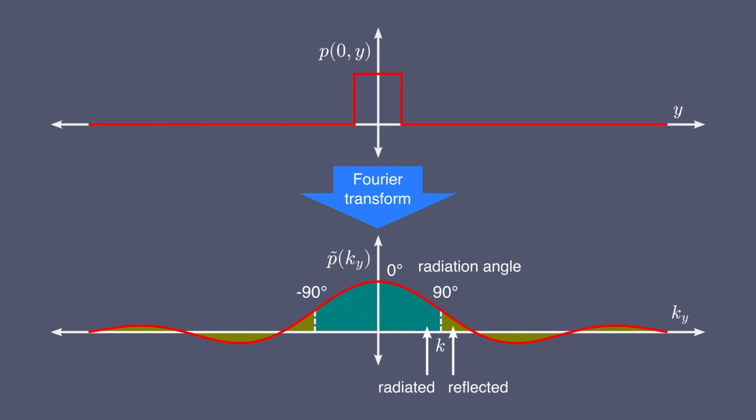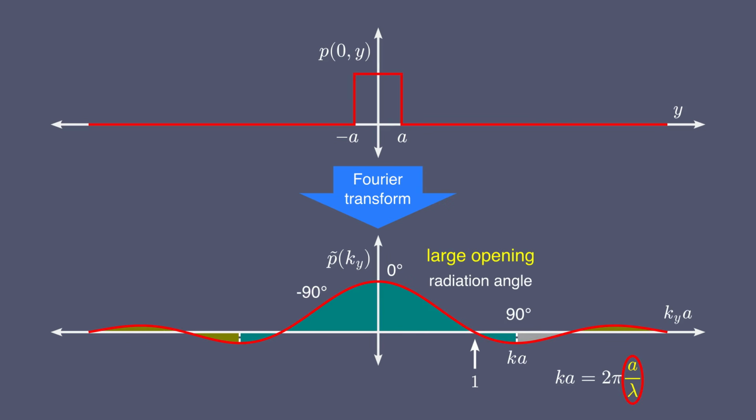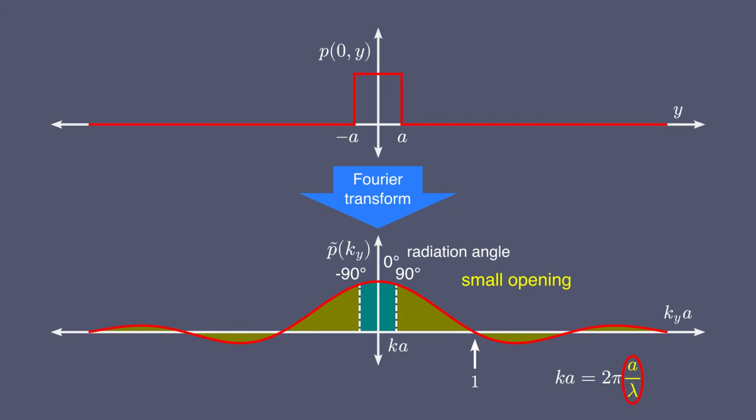To express this cutoff more quantitatively, if the half-width of the pipe opening is a, then the first zero of the sinc function is at 1 over a. I'm going to rescale the bottom x-axis here by a, so that the first zero is always at 1. Now the cutoff is at ka, or 2 pi a over lambda. You can see that the critical ratio is a over lambda, or the opening size over the wavelength. If the opening is large compared to the wavelength, then the cutoff is high and radiation is efficient. If the opening is small compared to the wavelength, then the cutoff is low and we don't get much radiation.